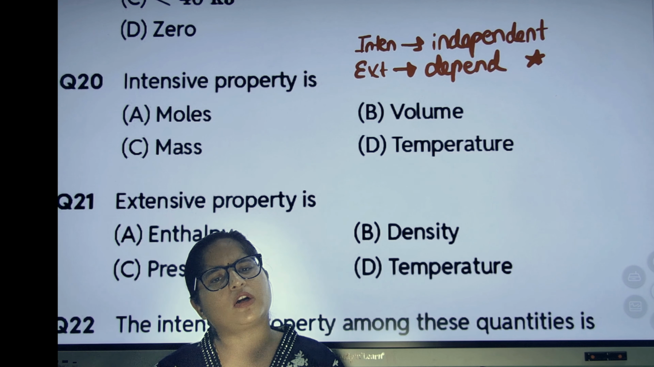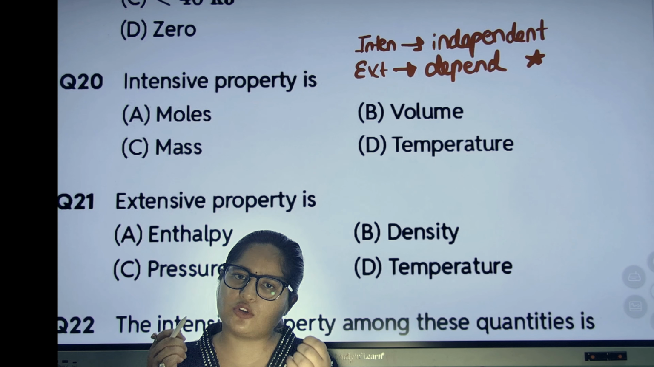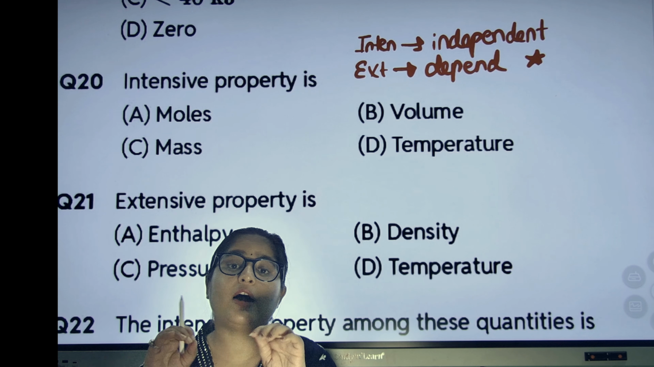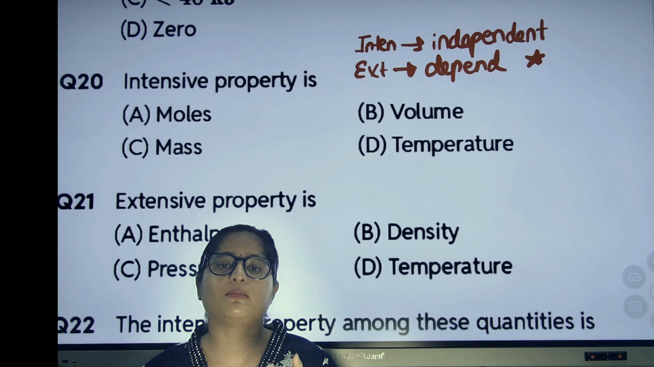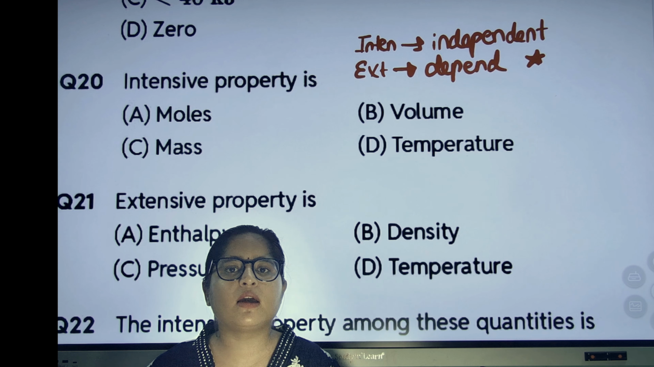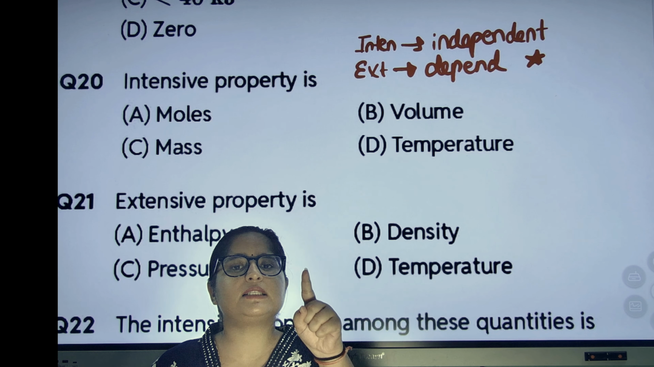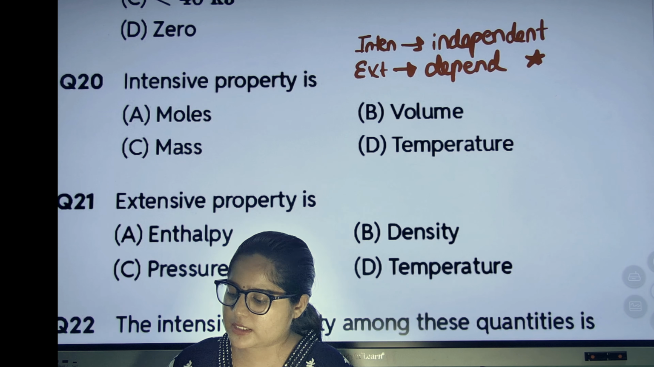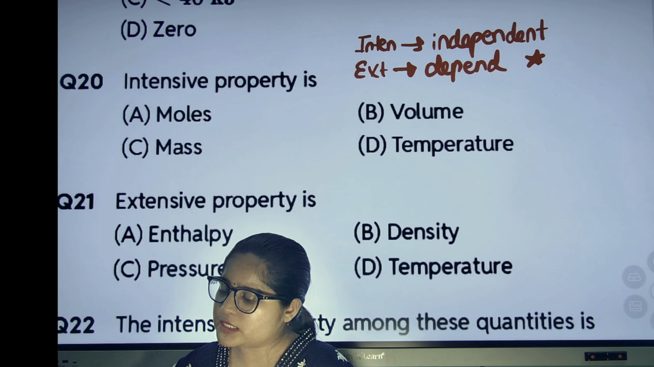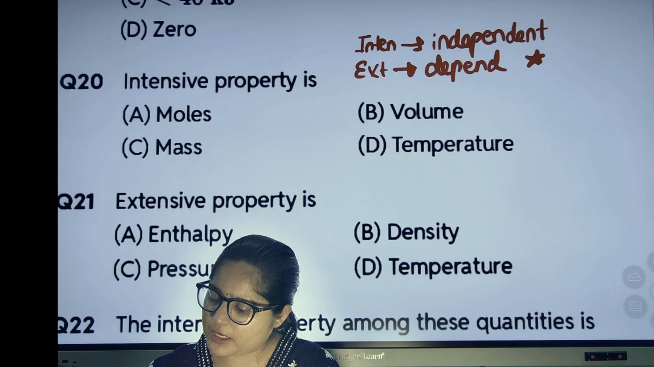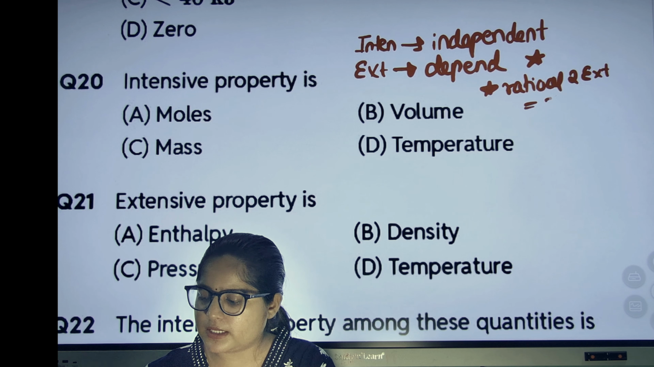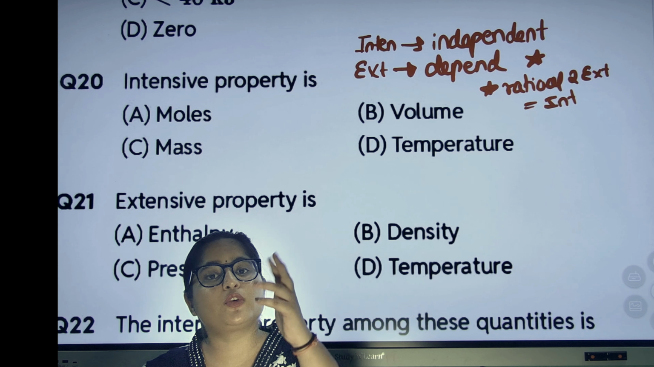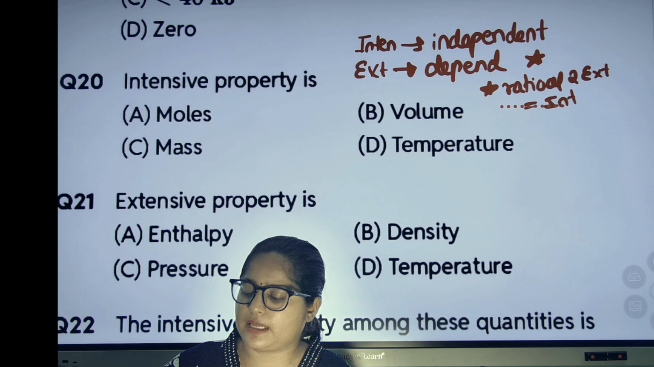How will you check? Whatever option is given, take it and try to break it in your brain. After breaking, if the value is changing, it is extensive, it is depending, and if the value is not changing, it is intensive. So that is our first star point. Second star point: the ratio of two extensive values will always be intensive.